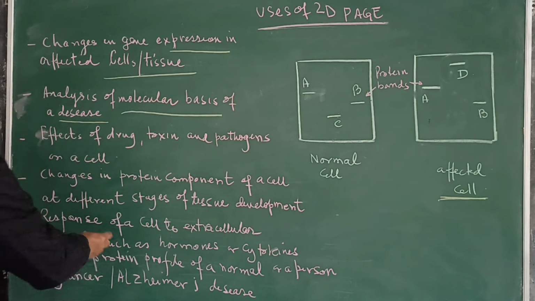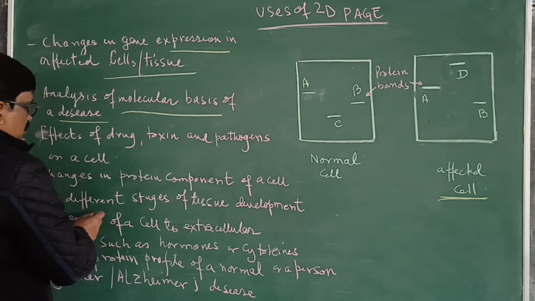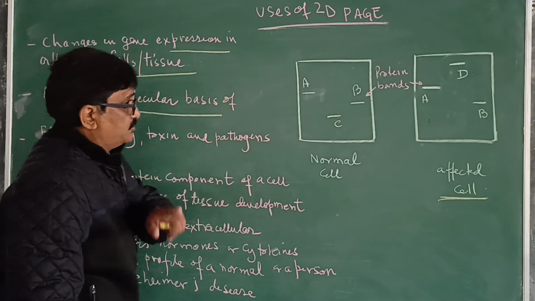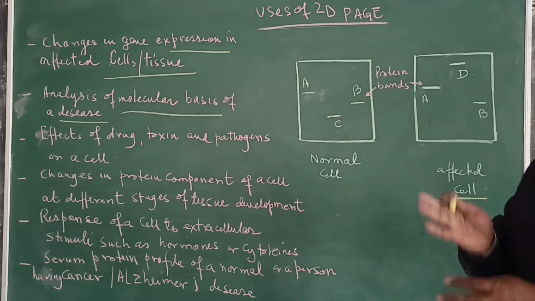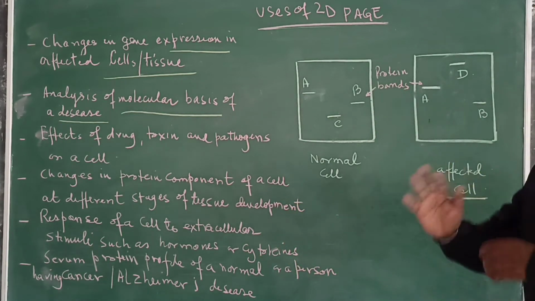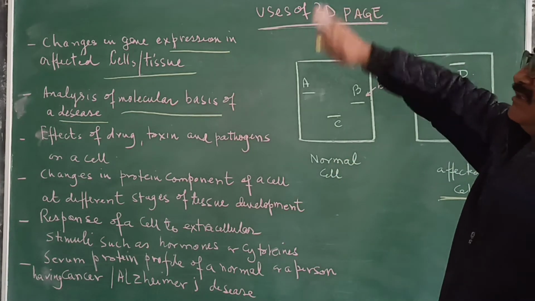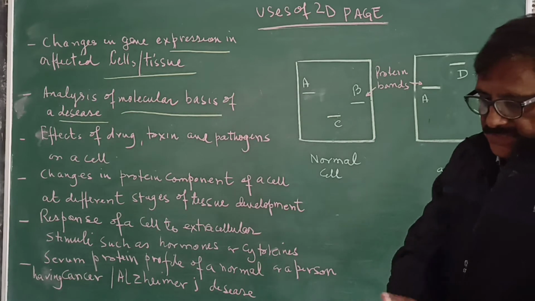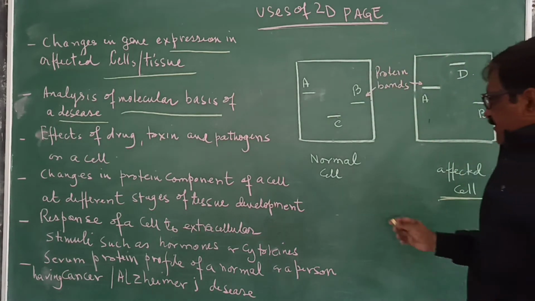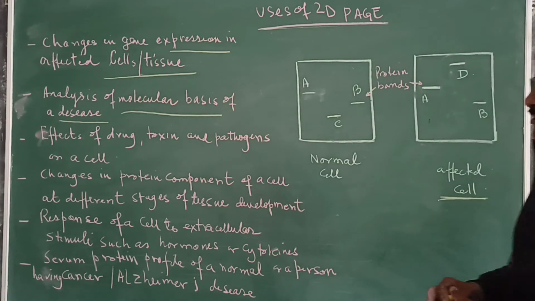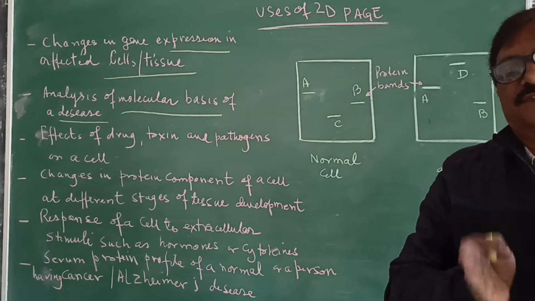In a similar way, we can analyze the protein component of a cell at different stages of tissue development. During organogenesis or tissue development, there is a systematic expression and inhibition of different genes. Some genes are active at a particular time and inactivated at another time. Similarly, some genes are inactivated at one time and activated during another stage of development. So we can analyze what type of gene is expressed at a particular stage of development of a tissue or organ.